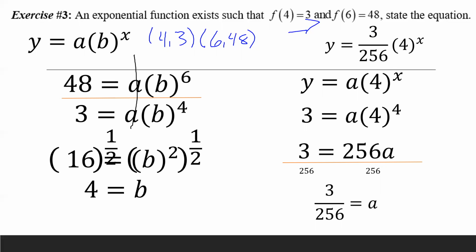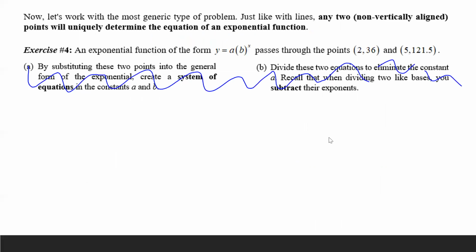And that's it. Okay. So step 1, set up a system. Step 2, divide the 2 equations together. Step 3, solve for b. Step 4, solve for a. Okay, and then state your equation. Pause the video if you need to write any of this down. If not, here I go with another example.